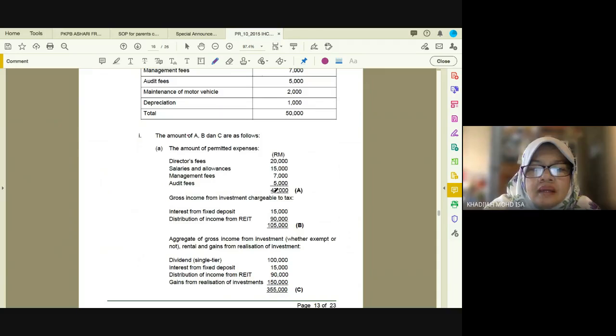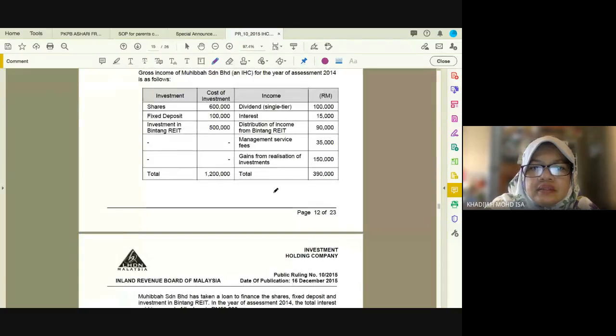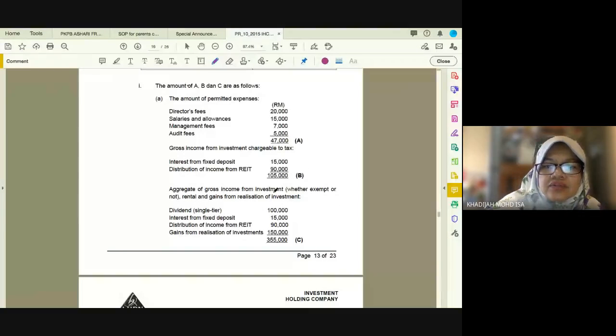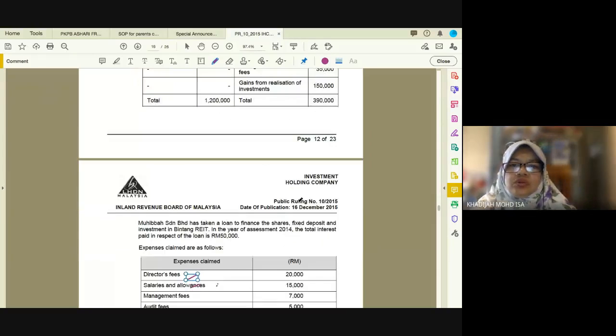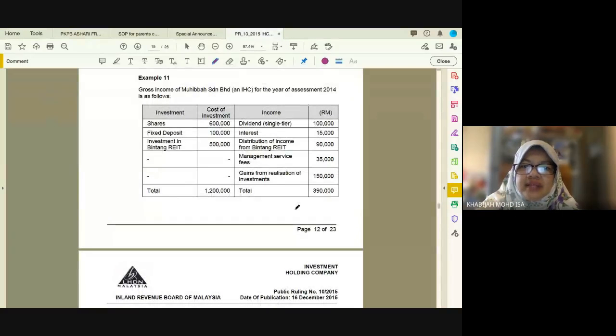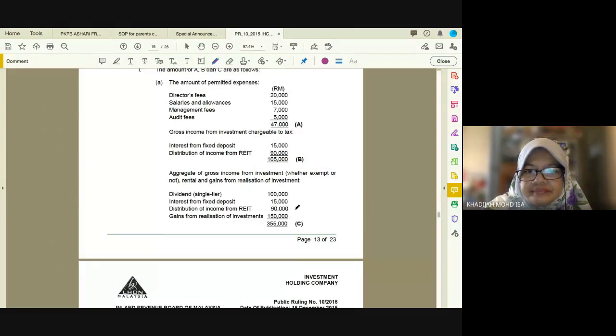Okay. All right. And then your gross income, what is B? B is income which is taxable, which is your interest, distribution, right? So you only have 15 and 90,000. So 15 and 90,000 is 105. Okay. Why 15 and 90? Because this one is exempted, dividend is exempt, management fee is 4F, and gains is part of C. Right. So what is your C? C is everything except management service. So 390 minus 35. Is it 355? Yeah, 355. Can you see?